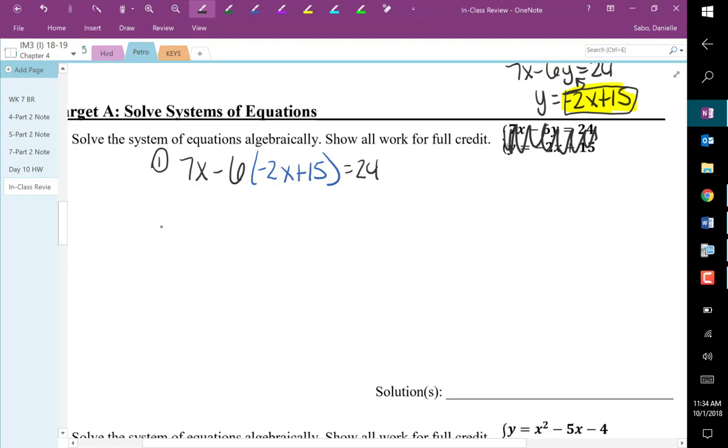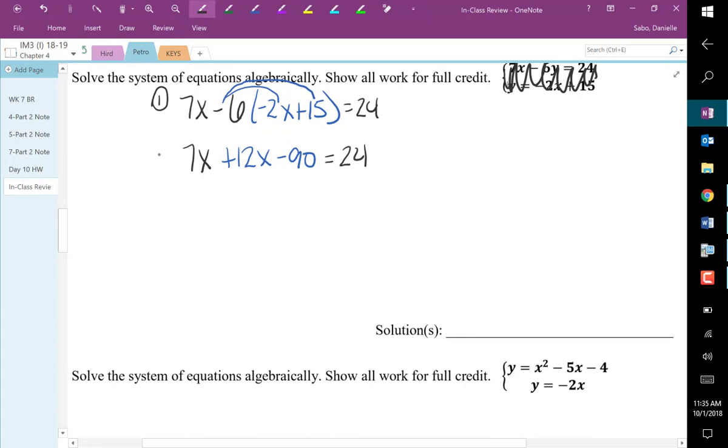Yeah, you distribute that in. So I'm going to take the -6, distribute it in, and I'm just going to bring down the 7x. What's -6 times -2x? Yeah, positive 12x in blue. Then -6 times 15, that's going to be a bigger number. -90. In black, bring down my equals, bring down my 24.